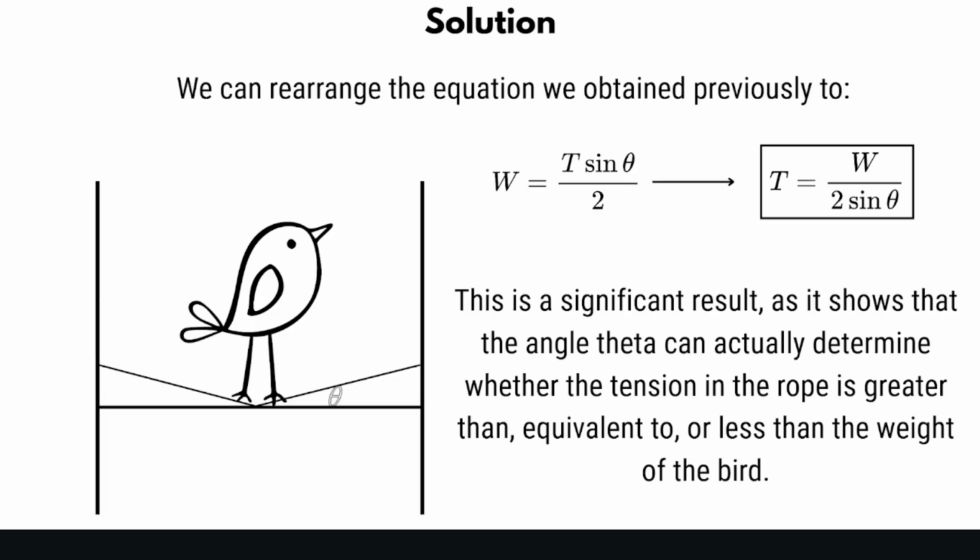And this is a really significant result, since it shows that the angle theta can actually determine whether the tension in the rope is greater than, equivalent to, or less than the weight of the bird. For example, if the rope is almost horizontal, or in other words, theta is under 30 degrees, then we can see that the tension in the rope is actually going to be greater than the weight of the bird, right? But if theta is a lot larger, like say 60 degrees, remember, sine 60 is root 3 over 2. If you do the math, you'll actually see that the weight of the bird is going to be greater than the tension in the rope.